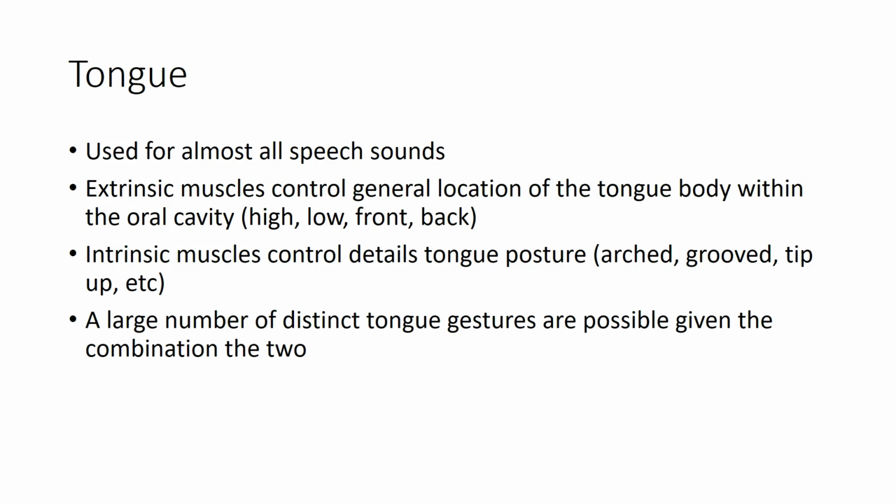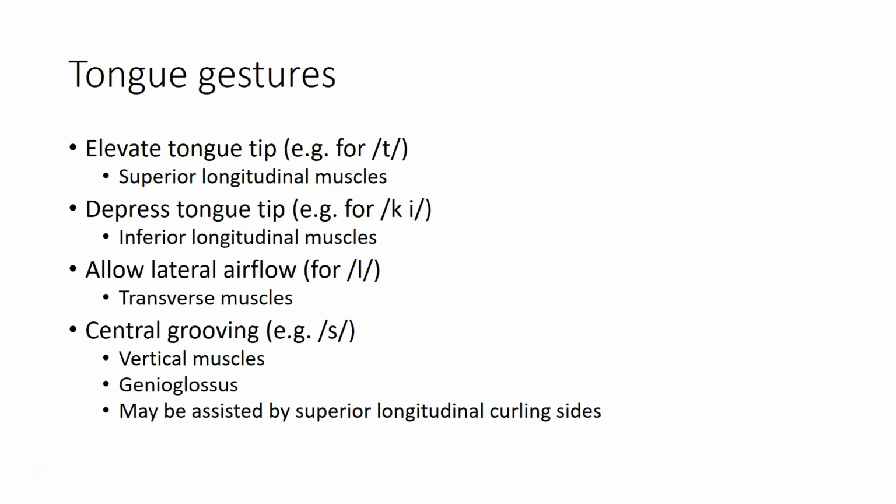The gesture of elevating the tongue tip, for example, to make a t sound, is done primarily by the superior longitudinal muscles. Depressing of the tongue tip needs to happen for sounds like k and for vowels like e, because you don't want the tongue tip to make contact on the alveolar ridge, for example, because that would interfere with those speech sounds. Depressing the tongue tip uses the inferior longitudinal muscles.